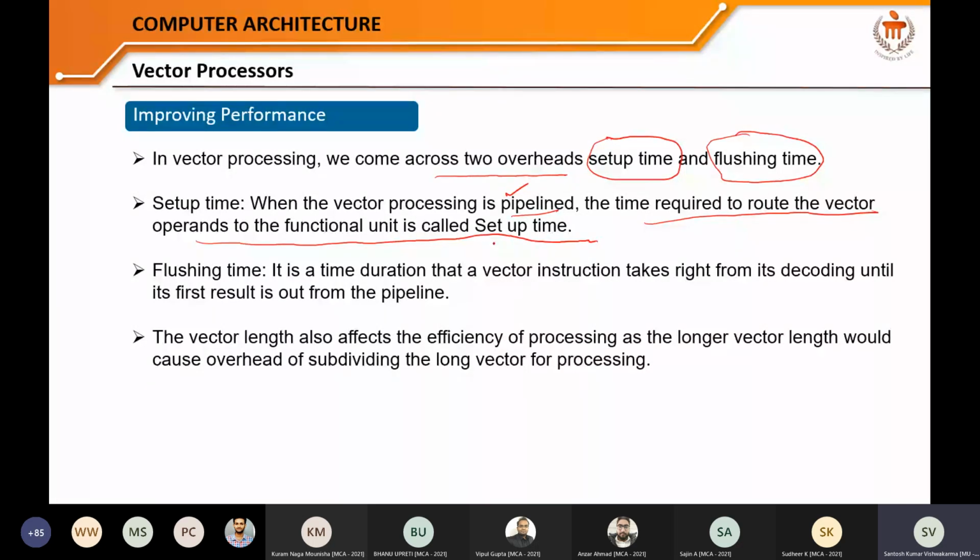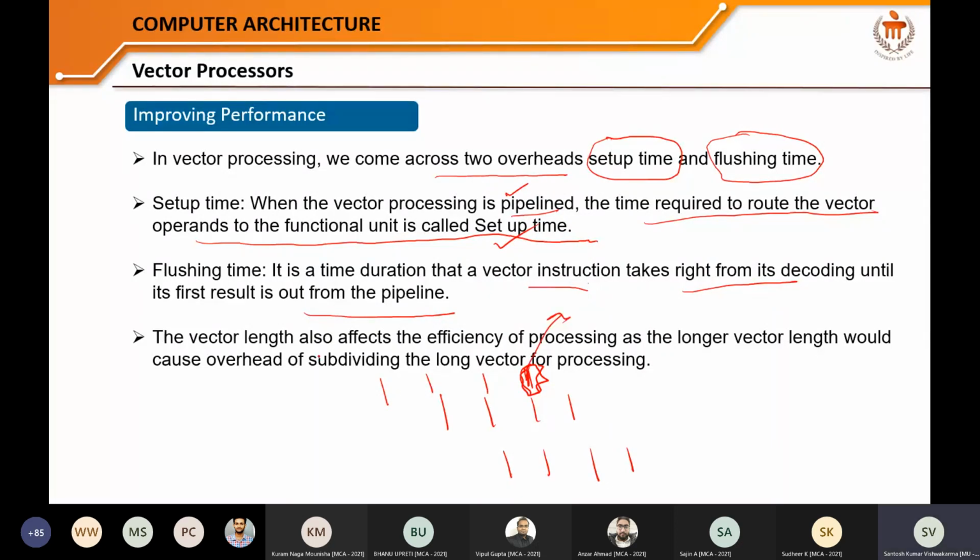The flushing time is the time duration that a vector instruction takes right from its decoding until its first result comes out of the pipeline. As we have seen, if we work like this along with pipelining, it works like this. When the first result has been achieved, that is very important. Suppose we are getting this first result, this is the first result. So that may be taken as the time duration that a vector instruction takes from its decoding until its first result is out from the pipeline.